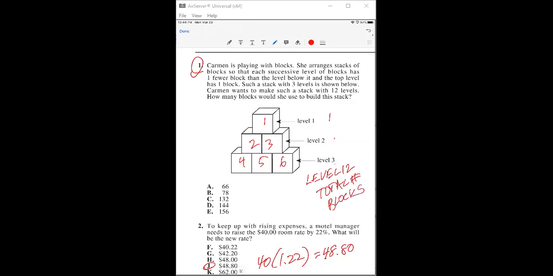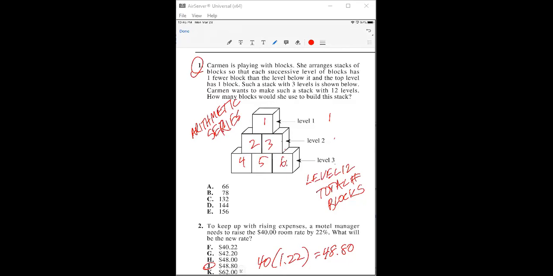Now, this, if you haven't recognized, is an arithmetic series because it's going up. Each time, each level is going up by 1, right? And what we want to do is we want to know what's the total for level 12. So that would be an arithmetic series. Now, I have written some programs for just this occasion, and I'm going to jump over and show you what I'm going to do here.